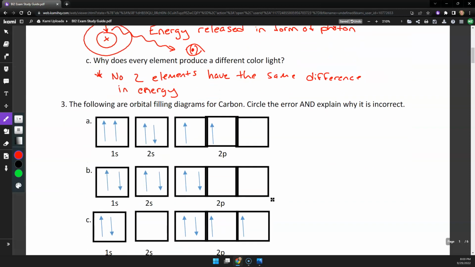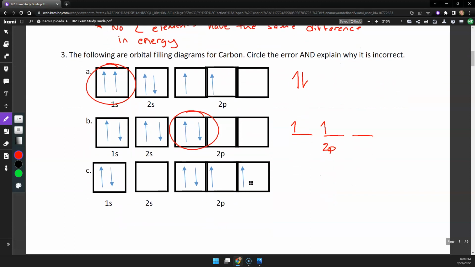All right. The following orbital filling diagrams are for carbon. Circle the error and explain why it's incorrect. So the first one, we've got an error right here. Okay, we need to have opposite spins on our electrons when they're paired up. All right, the next one here, we have a mistake in the 2p. So we always want to fill each one with an up arrow before we go back and double those up. Okay, so we went ahead and doubled up before we did that. In C, our mistake is here. You can't skip.